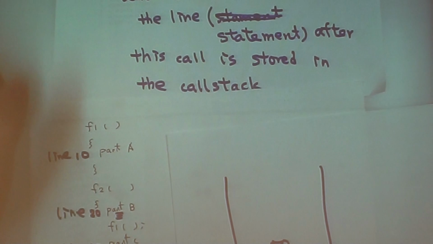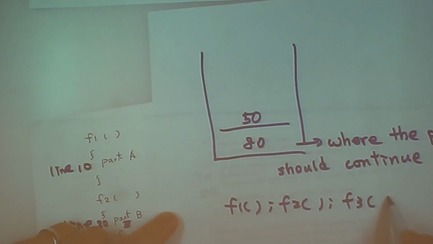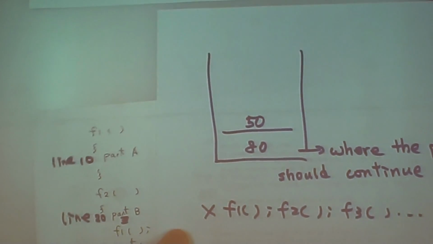So first rule you need to remember is whenever there is a function call, the line after the function call is stored in the call stack. Here I assume you do one thing per line. You don't write a line with many things. I just assume function call and there's nothing after that line. So whatever you need to do will be the next line. What I mean is you don't write function code like this, F1 in the same line, F2, F3. You don't write that. You break that into multiple lines. That's what I mean.